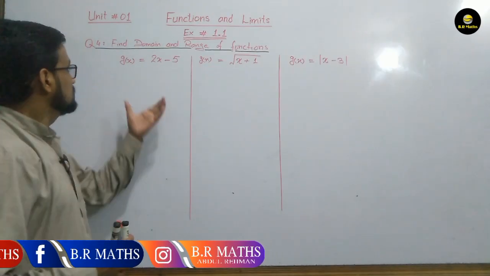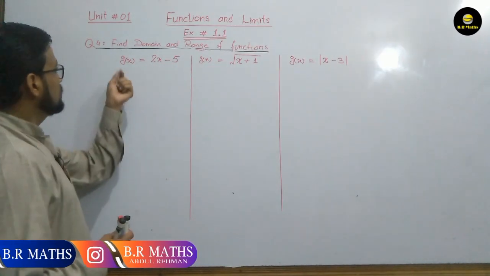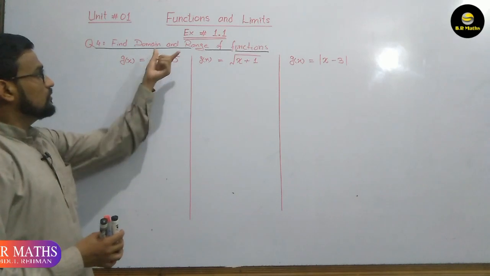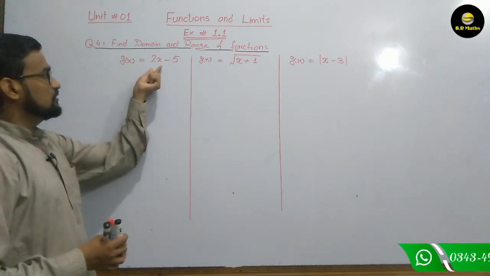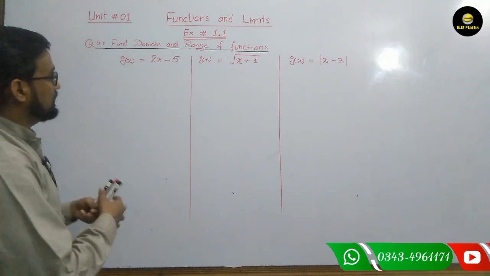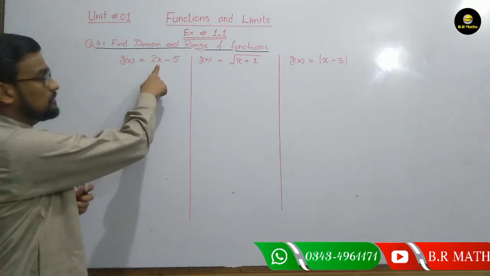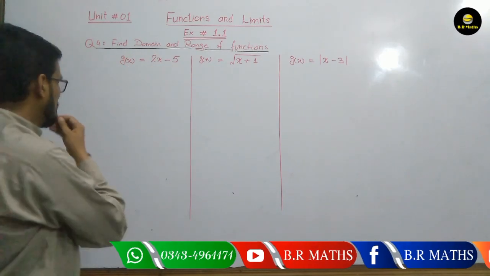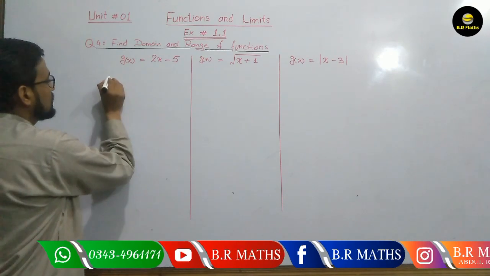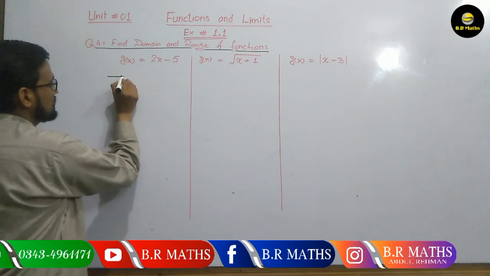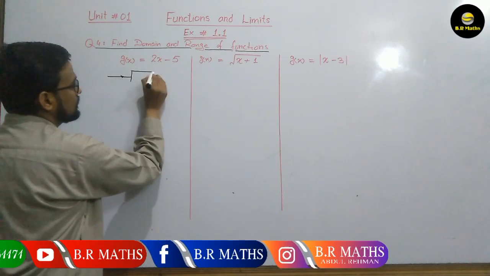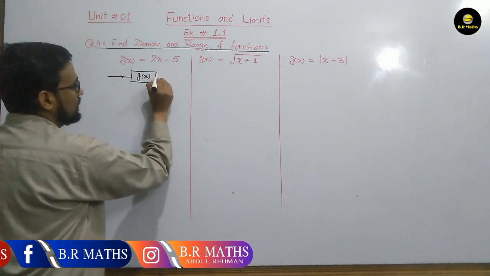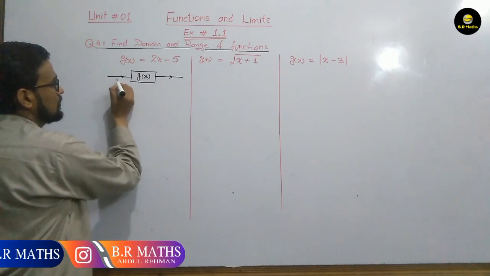So let's start exercise 1.1. The question: find the domain and range. In the first function, simple, find the domain and range of g of x, a function 2x minus 5. So 2x minus 5, and this x is a variable, the domain, and g of x is a function, and then the final result will be the range. It means we put x in a function. A function is like a machine, and what will be the result? Okay, y.